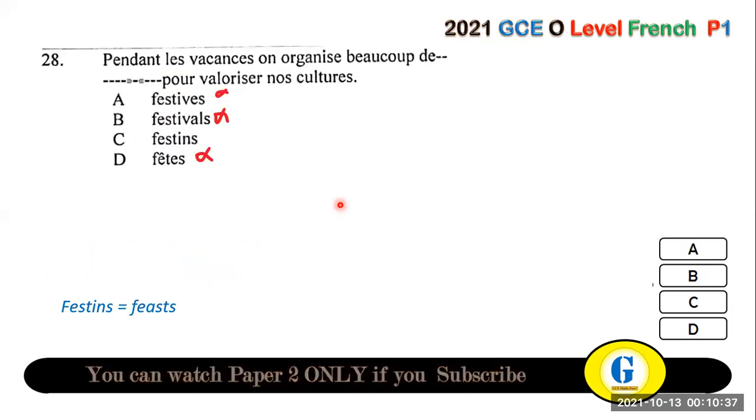28. Pendant les vacances, on organise beaucoup de blablabla pour valoriser nos cultures. So during the holidays, we organize a lot of dash to our cultures. So festives, festival, fêtes, all these ones do not go except festin. Festin means feast. So during the holidays, we make a lot of feasts to promote our culture, all of that. And we have festin, a song festin, for example.